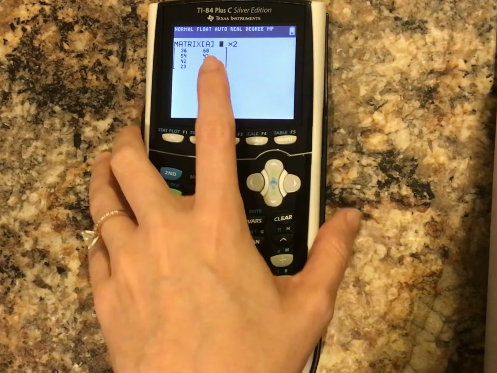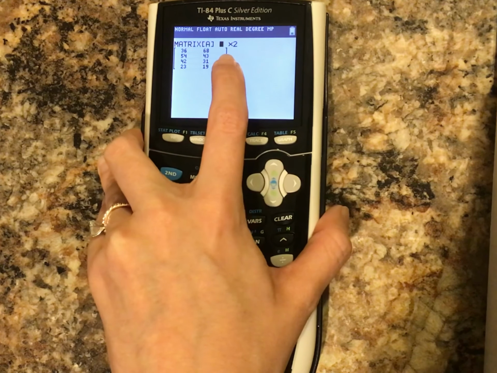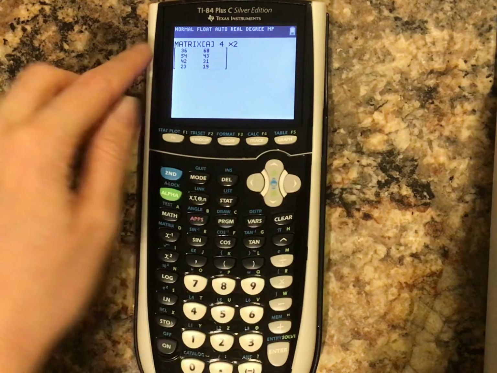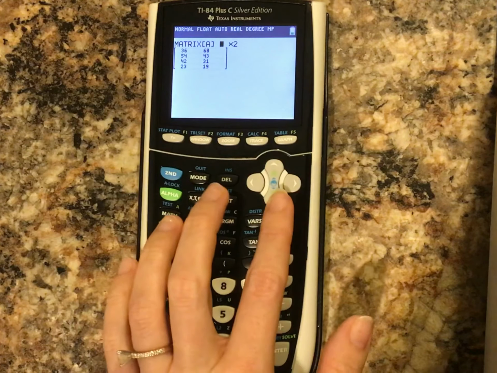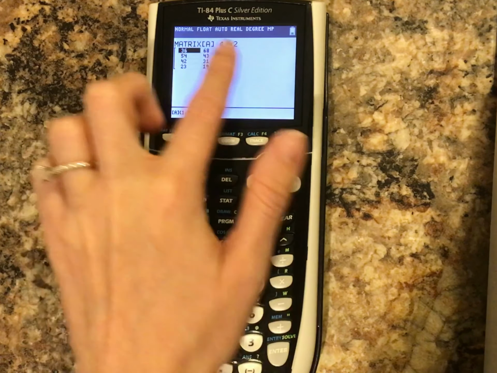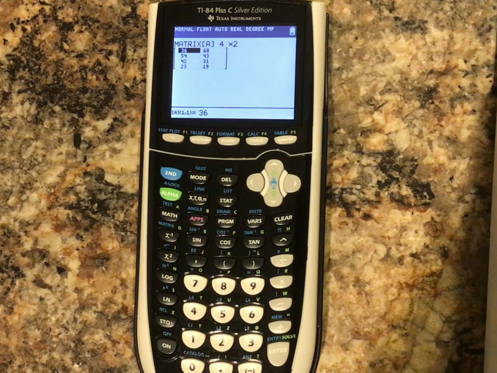So it's always the number of rows first by the number of columns. So in this case, we had 4 rows and 2 columns, so it's a 4x2 matrix. And you can then just go ahead and arrow down, and you can input each one of those numbers into your matrix, which is what I've done here. Once you have done that, you are good to go.